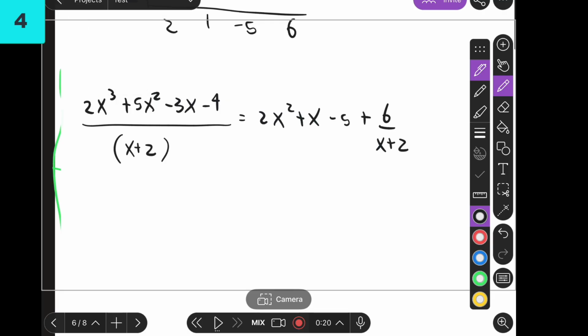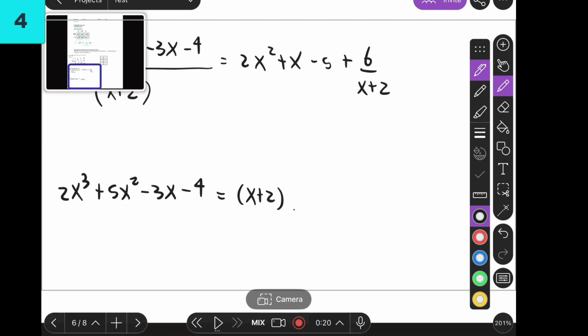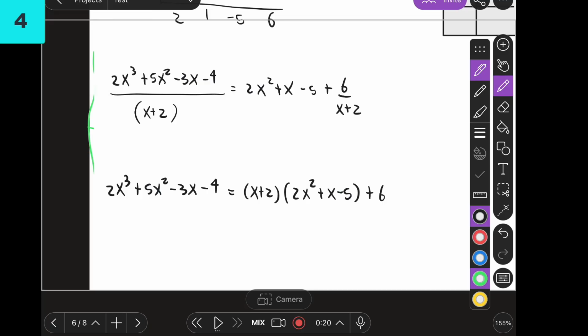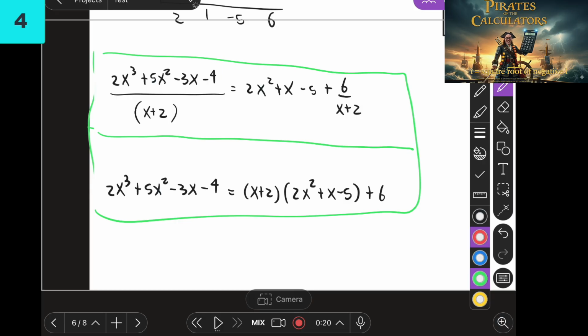This is my answer. And some of you prefer maybe writing it this way. If I multiply both sides by x plus 2, I end up getting this. Multiplying both sides by x plus 2 gives me now x plus 2 on this side. And I have 2x squared plus x minus 5 plus remainder 6. Both of these answers are the same. It really depends on what you prefer. The top or the bottom.